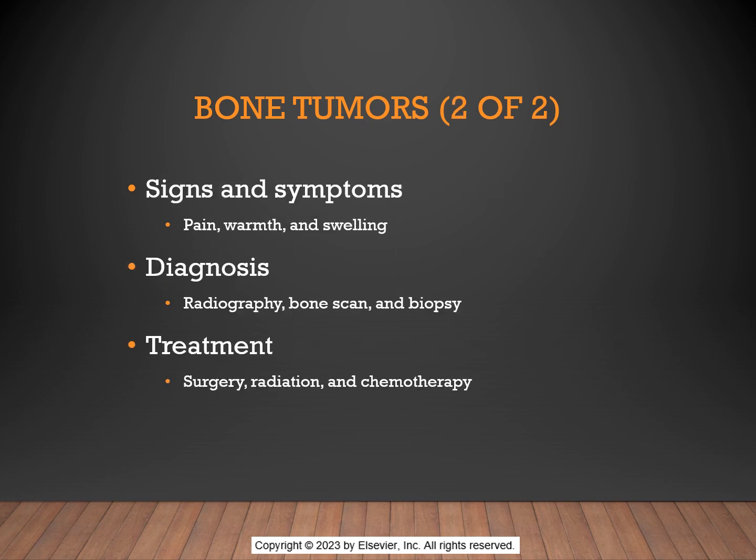Signs and symptoms of malignant bone tumor include pain, warmth, and swelling. Metastatic bone tumors greatly outnumber primary bone malignancies. Malignancies of the prostate, kidney, thyroid, breast, and lung commonly metastasize to the bone. Diagnosis of bone tumor is by physical exam, radiograph, bone scan, and biopsy.